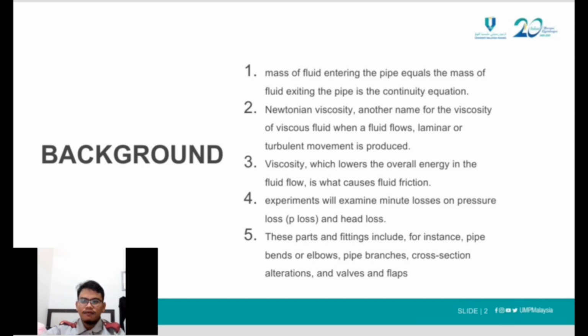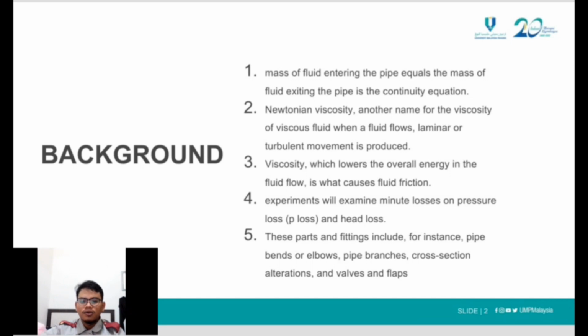And number 5, we have the parts and fittings for the pipe, including the distance, pipe bend or elbow, pipe branch, cross section alteration, and valve and flat.